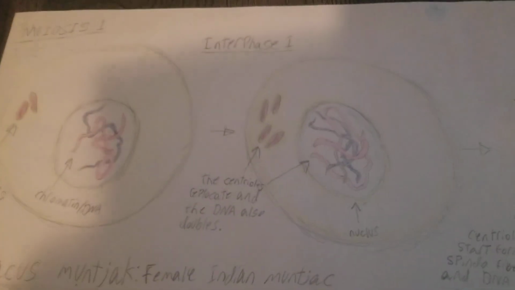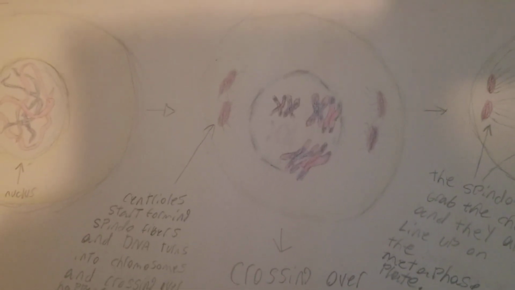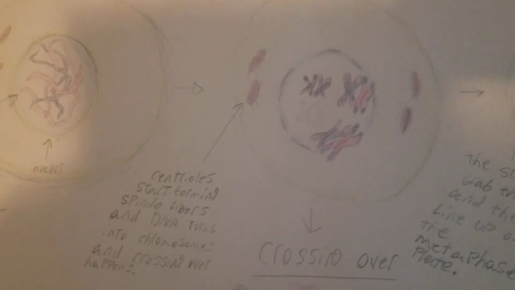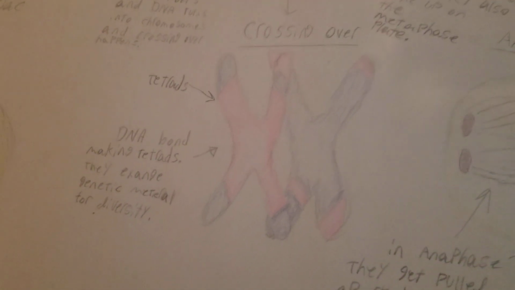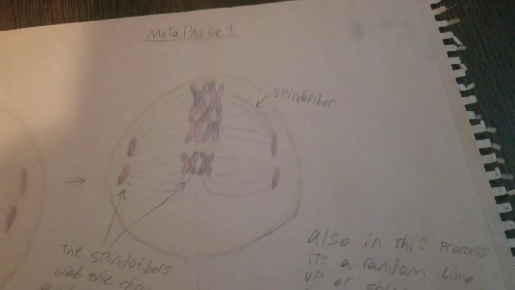So in interphase 1, the centrioles replicate and the DNA replicates. And then in prophase 1, the centrioles start forming spindle fibers and the nucleus dissolves. Also, the chromosomes form tetrads, and the process of crossing over occurs, which is very important for genetic diversity. In crossing over, the tetrads exchange genetic material, which is for genetic diversity.